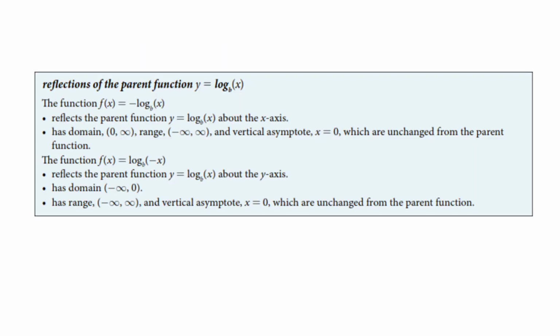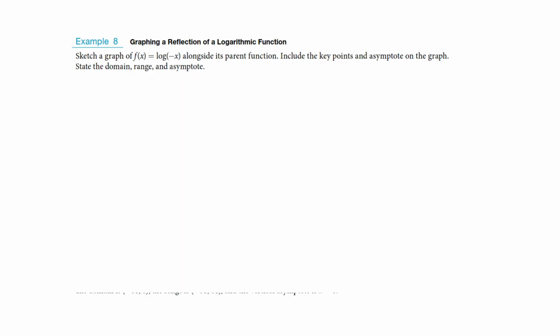Well, maybe I go back here. So if you have the negative out in the front, you're flipping it in the y direction. You're flipping it vertically. So you're basically sending it down. If your negative is on the inside with the x, you're flipping it right and left. You're flipping it horizontally. So let's take a look at this.